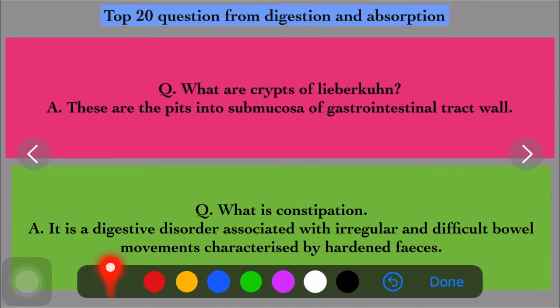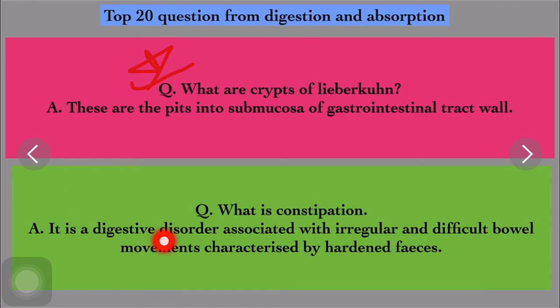Again, a very important question: what are crypts of Lieberkühn? So this is a very common question which is being asked in 1 or 2 mark question. So these are the pits in submucosa of gastrointestinal tract wall. So the pits which are present in the submucosa of the GIT wall is referred to as the crypts of Lieberkühn.